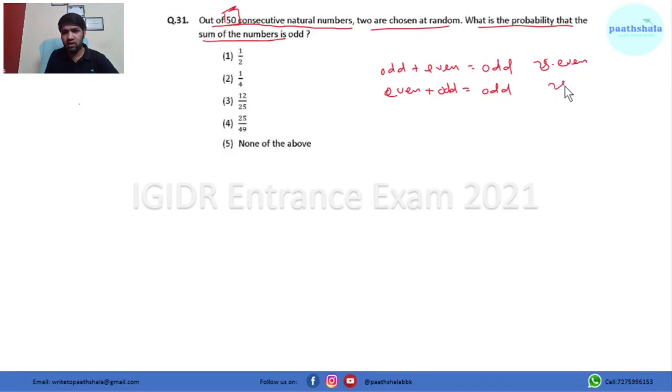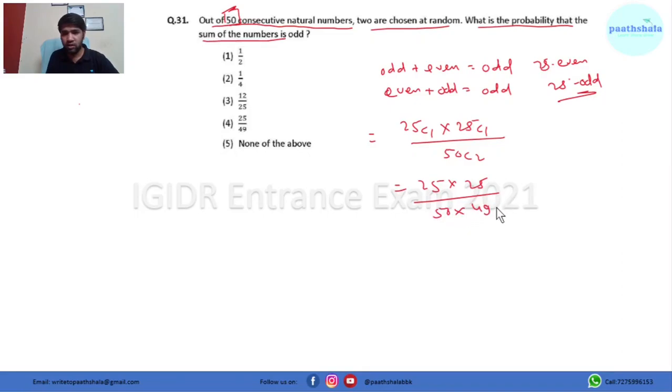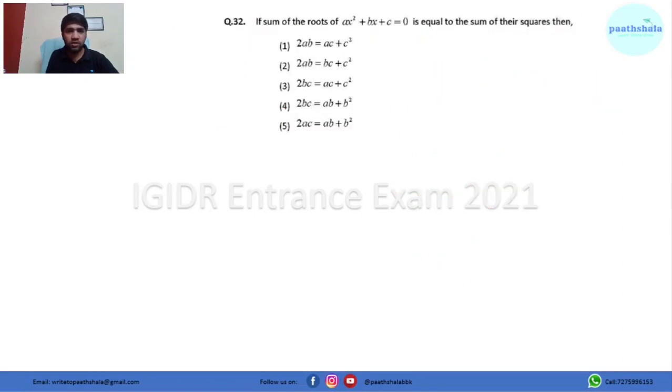Even and 25 will be odd. So here our probability will be 25C1 cross 25C1 divided by 50C2. Now let's solve it. This will come out to be 25, this will come out to be 25, and this will come out to be 50 into 49 divided by 2, which goes into the numerator. So 25 by 50 finally comes out to be 25 by 49. So option 4 is the right option. Let's move to the next question.